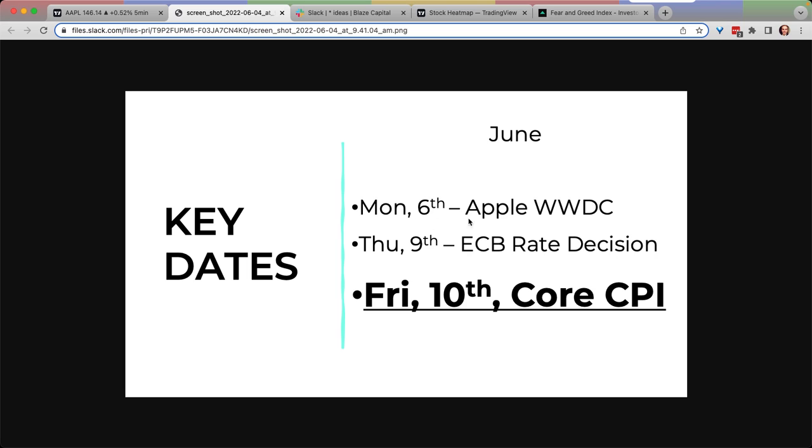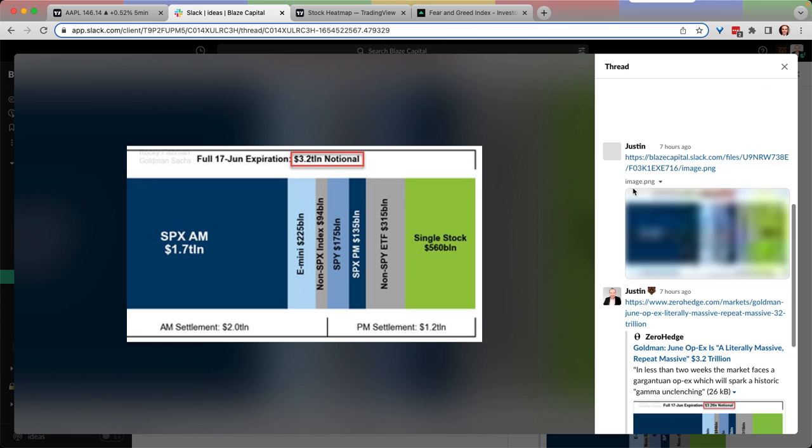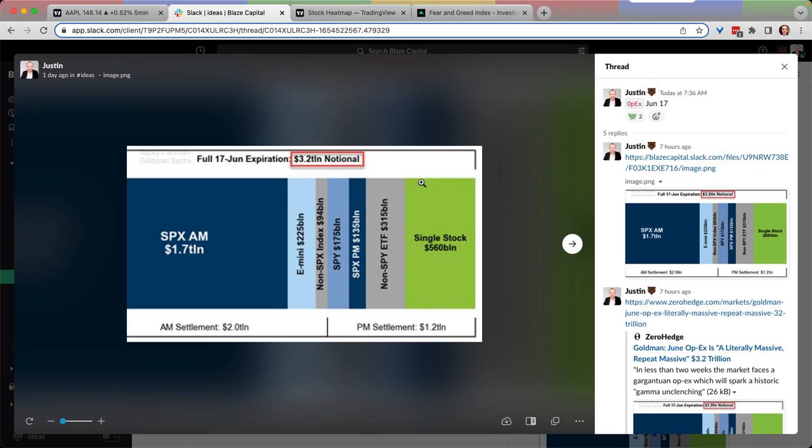All right, so we got through Apple WWDC, which was the big event for today. Other big events we have for the week are going to be the ECB rate decision coming up on Thursday, and then we got core CPI on Friday. And this is going to be super, super important. Why? Oh my goodness, there's money expiring on June 17th, which is going to be monthly OPEX, or next Friday. Look at that number.